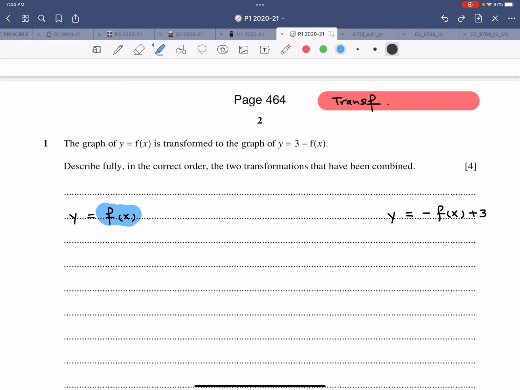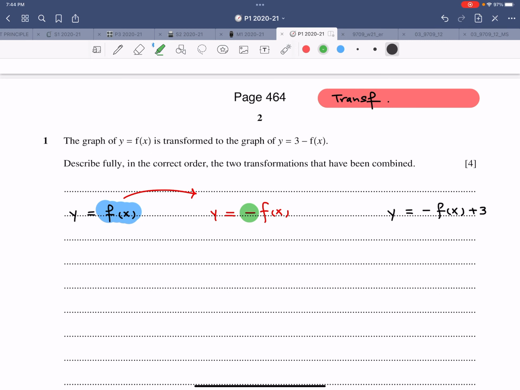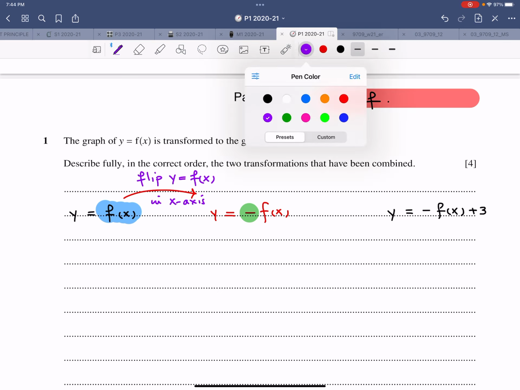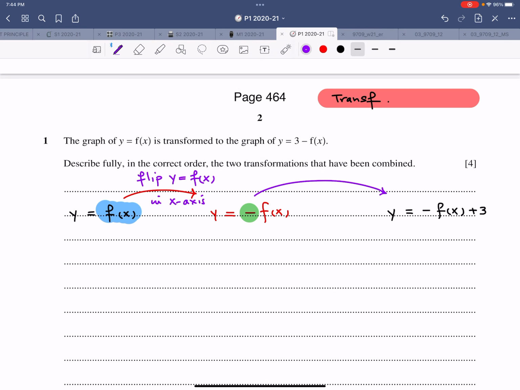So now the first step is you change it into y equals negative f(x). That means you have transformed the graph with a negative sign. So the very first step is flip y equals f(x) in the x-axis. That is the first and foremost thing. Second thing, what is the second step? The second step is now you are translating it 3 units up.